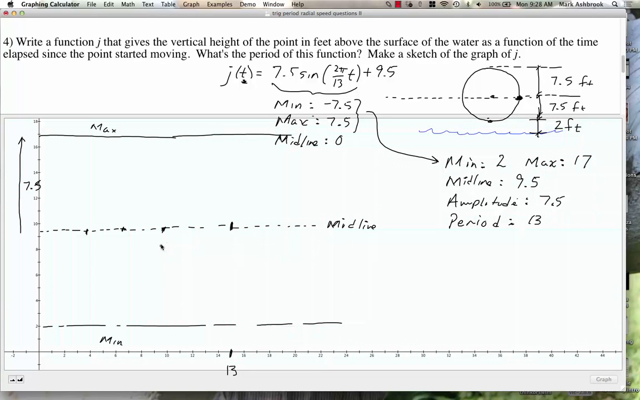It doesn't look like these distances are the same. Where did we go wrong here? 13. Oh, 13's here. I had it at 15.